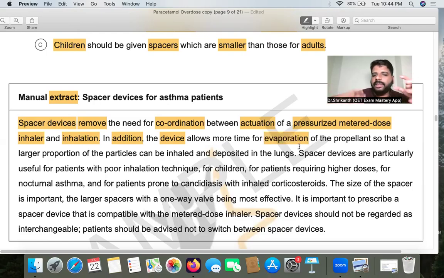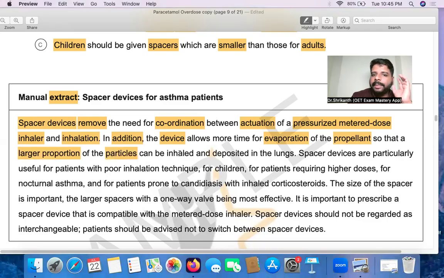Okay, so evaporation happens very slowly. More time is given for evaporation of the propellant. Propellant basically means something that pushes, like a propeller. Something that propels means push. So when you're using the inhaler, something will push the medication from the device into our mouth. So it allows more time for evaporation of the propellant so that a larger proportion, which means a larger quantity, of the particles can be inhaled and deposited in the lungs.